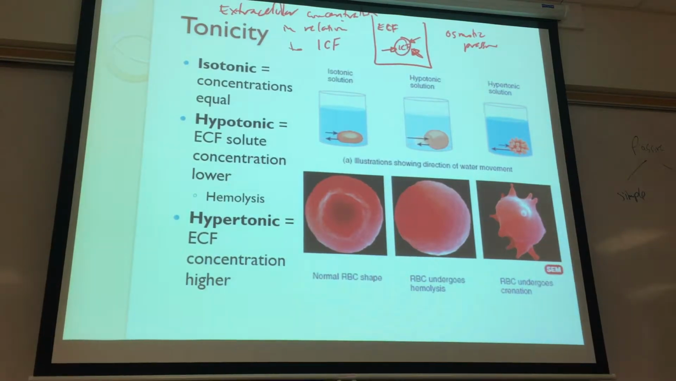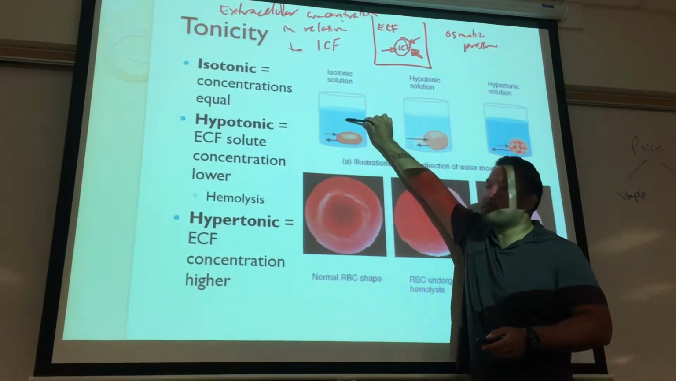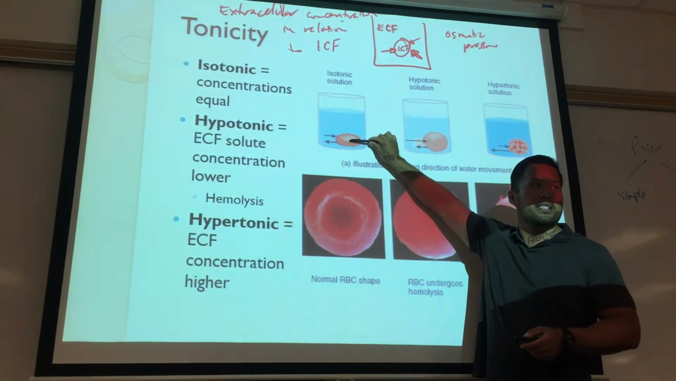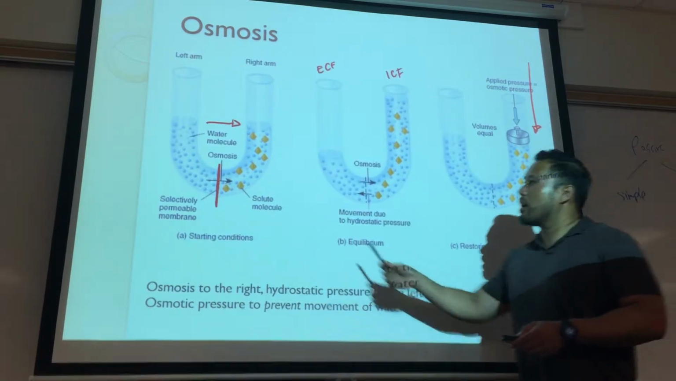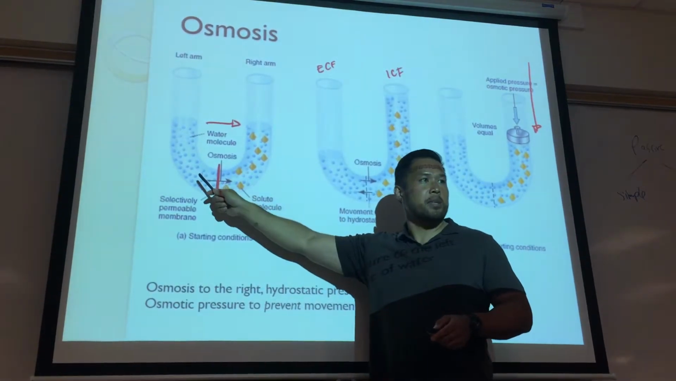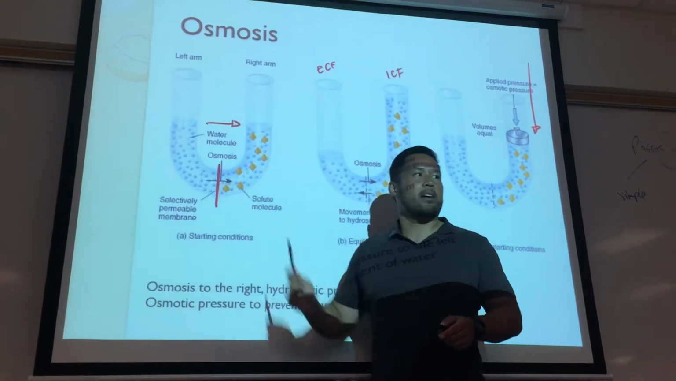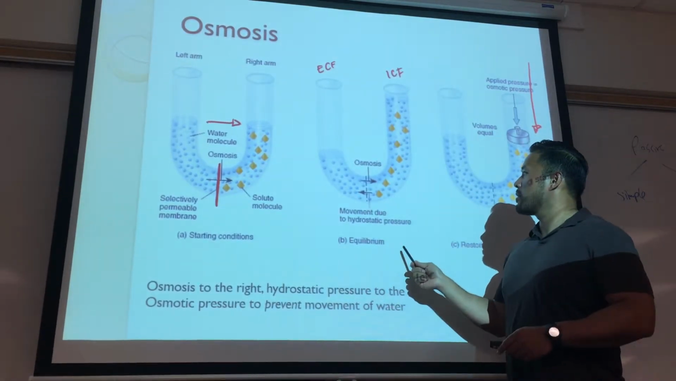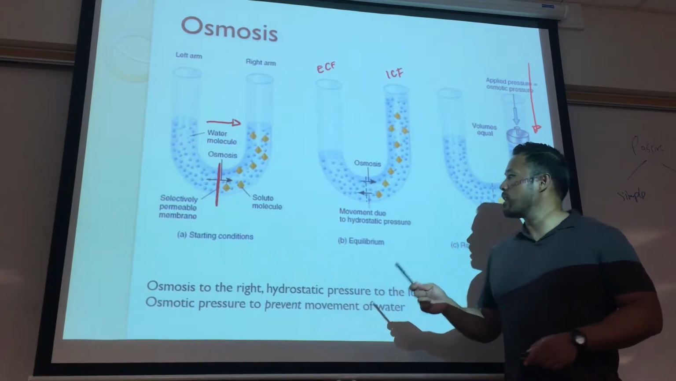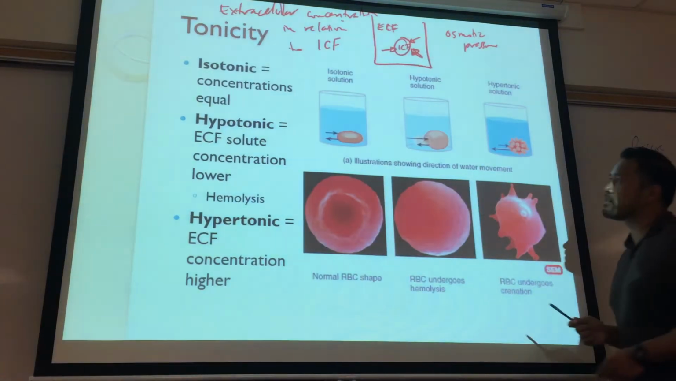So ideally, what we would want for a cell is the concentration on the outside matches that of the inside. Taking back that example earlier, we want the concentrations of solutes. It doesn't have to be the same solute, but the concentrations of stuff on the inside equal to that of the outside. Therefore, the movement of water, osmosis, is balanced with hydrostatic pressure. In other words, net movement of water equals 0. Okay, that's an isotonic solution.